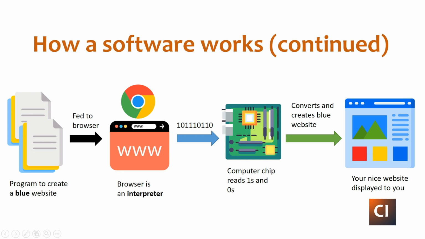Now it sends that to your computer chip, right? So this YouTube video you are watching is as a result of the browser converting whatever instructions the YouTube company has written into ones and zeros, and then your computer now displays this video to you. It displays the website to you. All right, so then if you want a blue website, you put the instructions there. The browser sort of picks up those instructions, converts them into ones and zeros for the computer, and the computer then creates the blue website that you see over there.